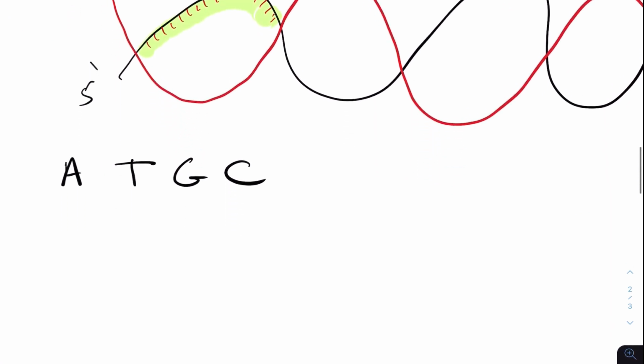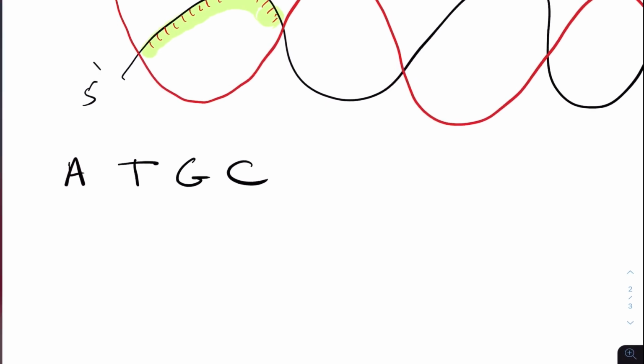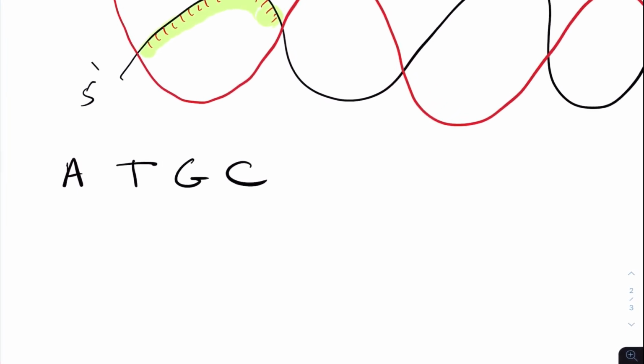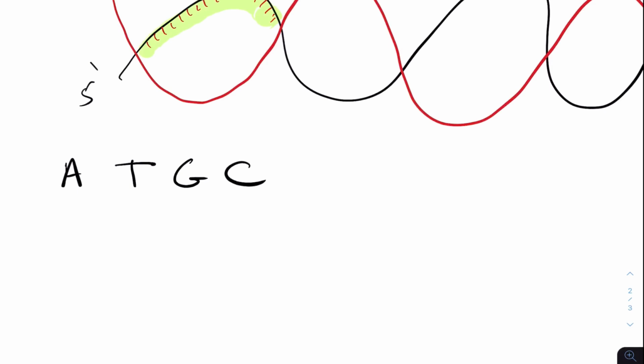In this mechanism, a single base, A, T, G, or C, is what's going to end up being repaired. Sometimes maybe two or three, but usually it's less than five, and we'll talk about that.